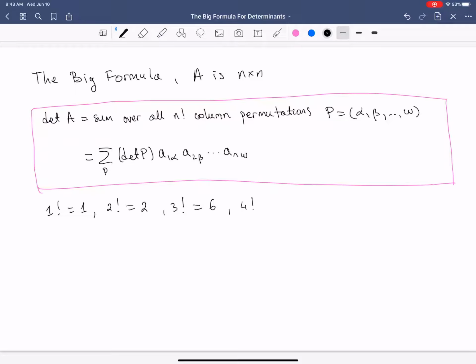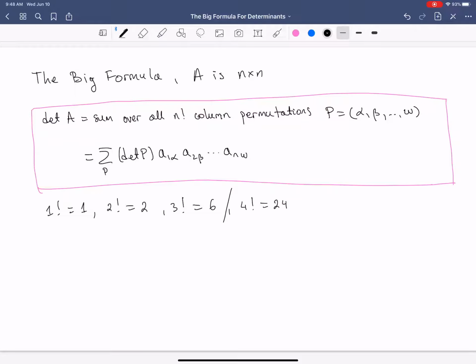But as soon as you go to 4 factorial, that's 24. Going to 5 factorial, that's 5 times 24. That is a very big number. So this formula is not effective beyond size 3 by 3 matrix. Nonetheless, it's important to understand.